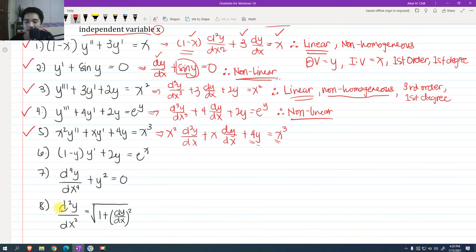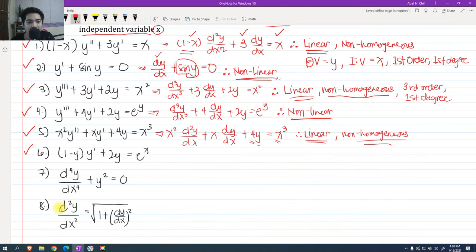So this is a linear differential equation. Still non-homogeneous, since that is not equal to 0. So it is second order, because the highest derivative is 2 and its power or degree is 1. So second order, first degree. Dependent variable is y, independent variable is x. I hope you are learning in our lesson.